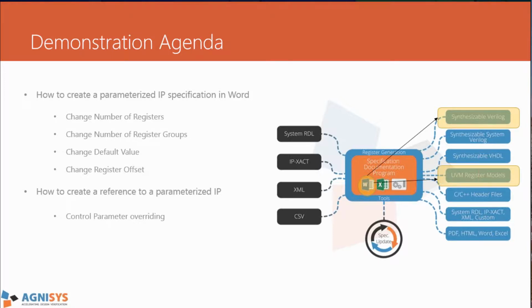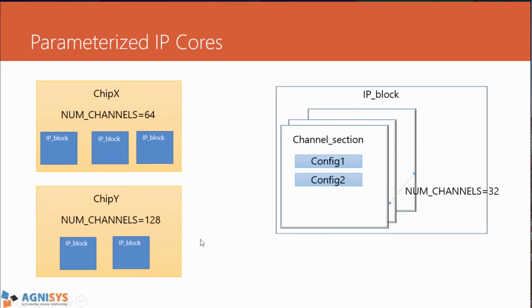We're going to show you how to change the number of registers, change the number of register groups, change the default value or register offsets. Then we're going to show you how to create references to the parameterized IP and change the parameters by overriding them. We're going to show you how to create a parameterized IP block. In this block, we have num channels as a parameter. Based on the num channels, a section of the code is repeated num channels times. And then we're going to show how to create references to the IP block and change that parameter.